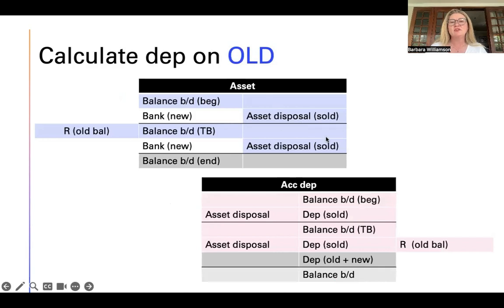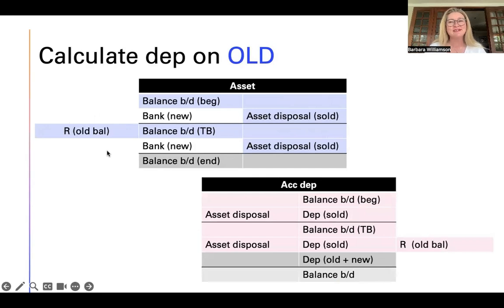Look at your asset account, ignore the new item, because obviously we depreciate the new completely on its own. We are just looking at the old items here. To work out the old, you take your balance and you subtract the cost of whatever was sold. That's all you have to do. And you can simply see it in this account by ignoring new, because there's nothing else there. So you work out the balance in this account, excluding the new item, and you put it in your margin.